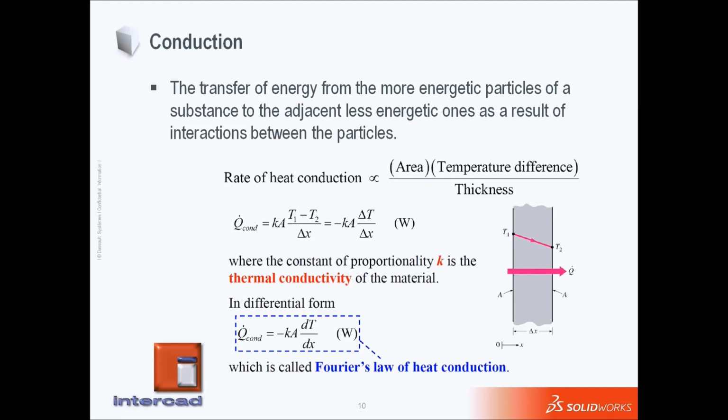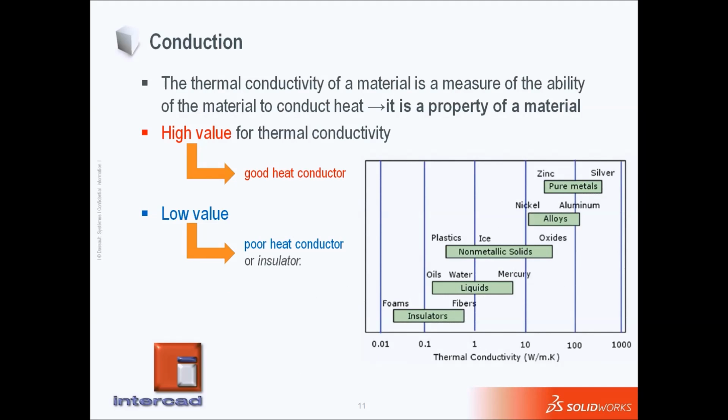If they are not, then in differential form, Fourier's first law of heat conduction should be written, where we have K as thermal conductivity, the area of heat transfer, and the gradient of temperature over the length. So this is how we can formalize heat transfer by conduction, and the main property we introduce here is thermal conductivity. Now let's have a look at this property.